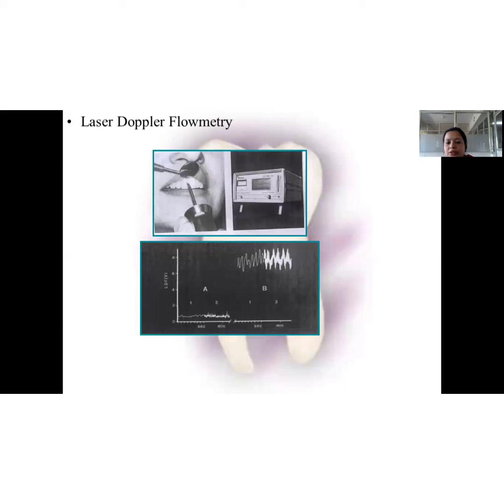And there is also laser Doppler flowmetry of the tooth. It also uses certain wavelengths, and the wavelength judges the flow of blood in the pulp.